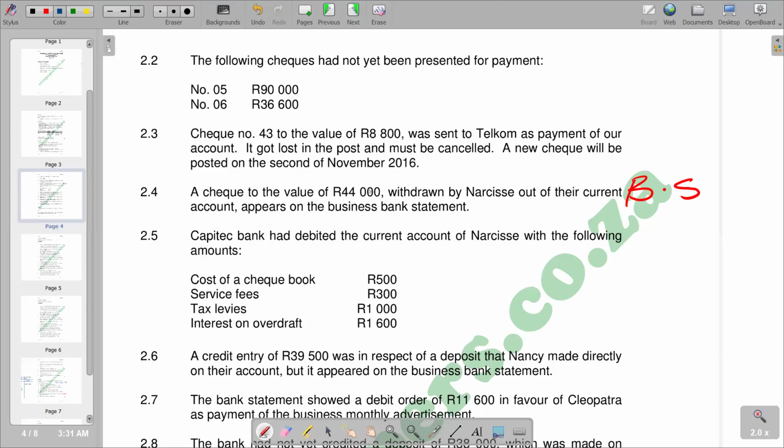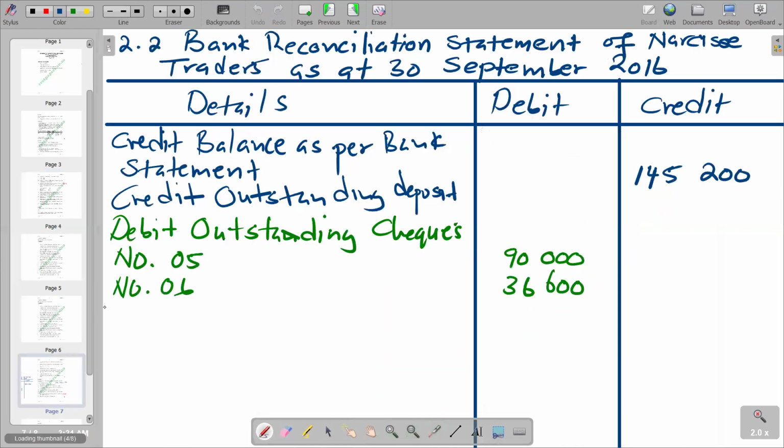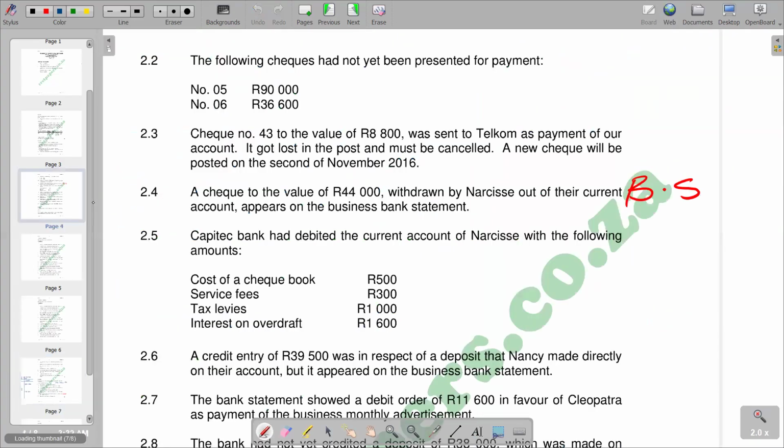So basically, this is what we have. Since we have it on the debit side of the bank statement, by removing it, we are going to the credit side of the bank statement. So we come here. For the description, we are going to credit a bank error. So basically, this is what we have, which is credit bank error of 44,000. So I'm going to go to the next transaction that we have, which is 2.5.